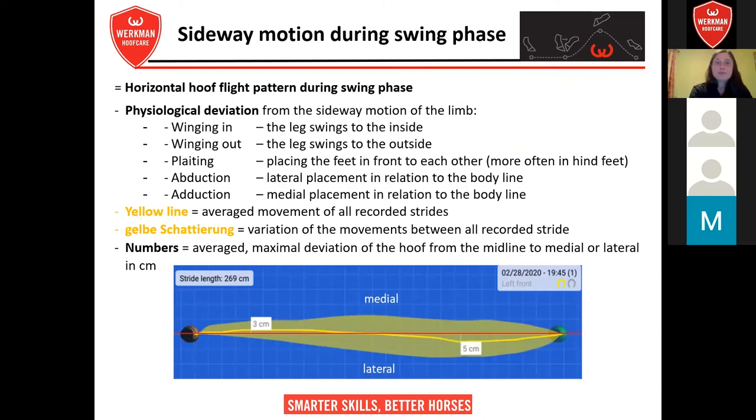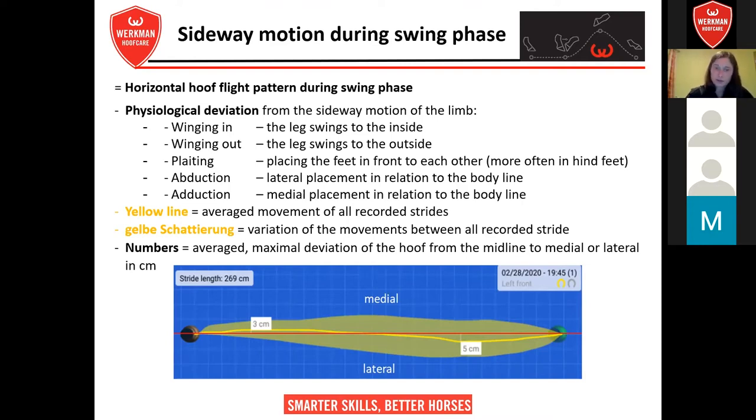So we speak about the sideway motion now. We spoke about the flight arc. Now we speak about the sideway motion, which is also very interesting. And this is the horizontal hoof flight pattern during swing phase. So we know typical deviations like winging in, winging out, plaiting, adduction, abduction. In black, we can measure all of it and you will get a result.